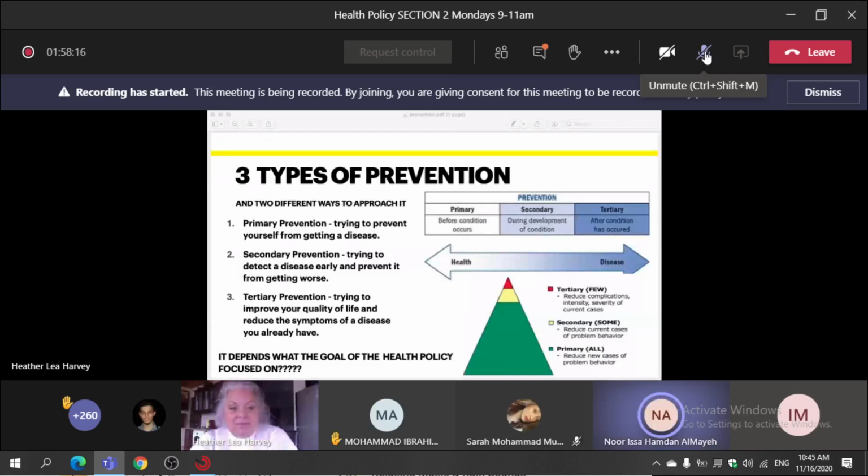Stroke. Okay, what about how do we prevent? What's secondary prevention? Vision screening. Hospital treatment. Vision screening. Hey, that's great. Absolutely. Whoever said vision screening, absolutely.